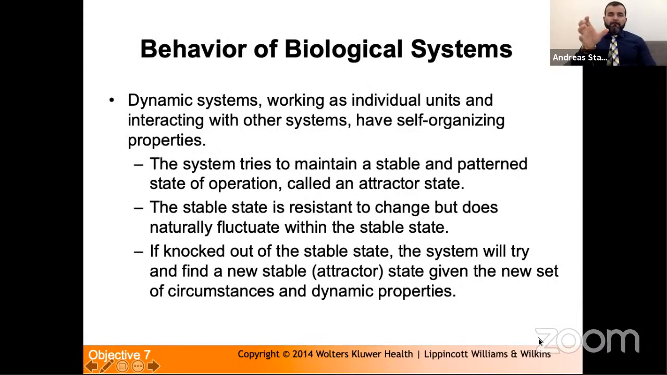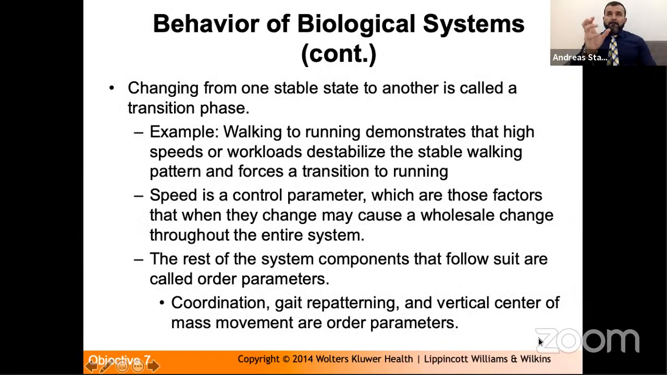Here we have the homeostasis, we have that equilibrium, and we have that stable state. If we change the stable state, we're trying to adapt, and in between the old stable state and the new stable state, there's a phase called transition phase. An example here is from walking to running.